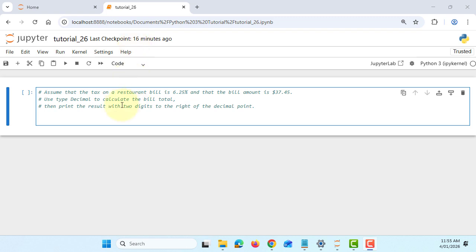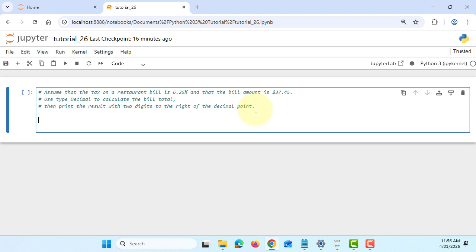Okay, this is the example of using decimal type. As you can see, there's a tax on a restaurant bill of 6.25%. Then the bill amount is 37.45. Then we are going to calculate the bill total, then print the result on screen using decimal points.